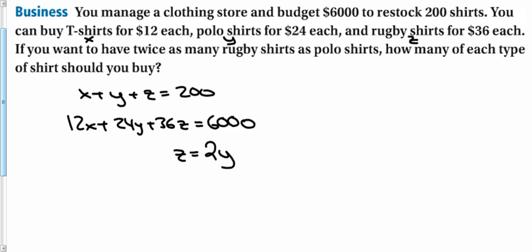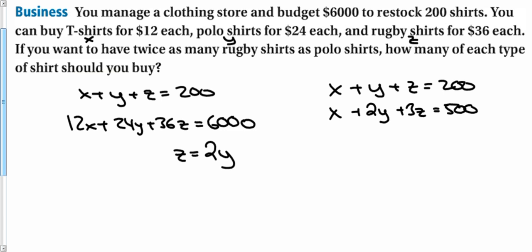Now, this is set up as a perfect place for substitution because we have y is equal to something. We have z is equal to 2y. But the middle equation there is going to drive me crazy. So instead of that, let's come up with a new system. Let's come up with an equivalent system. X plus y plus z is going to equal 200. Okay? But I noticed that all of those variables in my second equation there are divisible by 12. So I can divide everything in the second equation by 12. So that would give me x plus 2y plus 3z is going to equal to 500. Okay? Because of that, it makes this system a lot easier to manage.